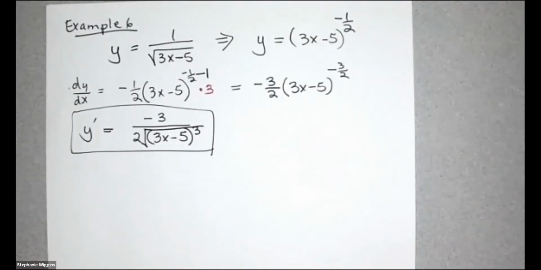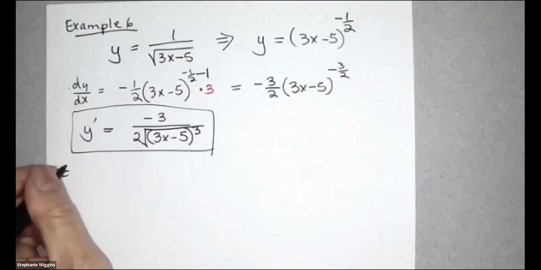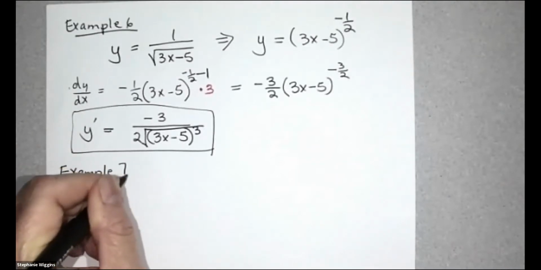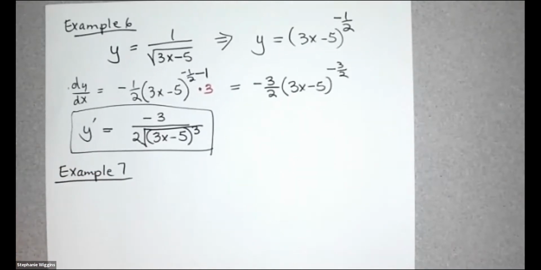Okay. Example 7, we're just moving right along. y equals x times x squared plus 1 to the 5th power.